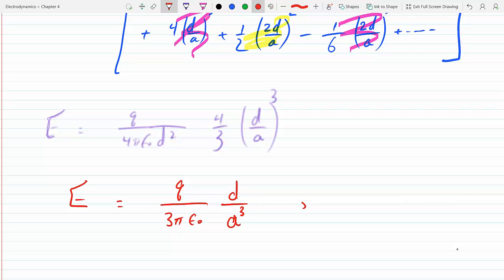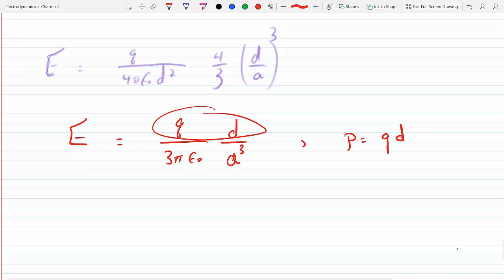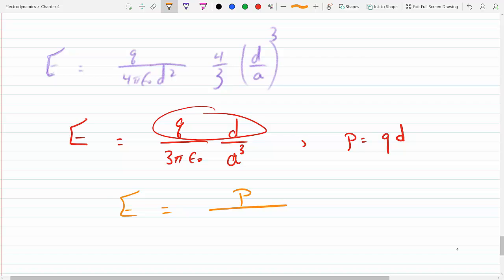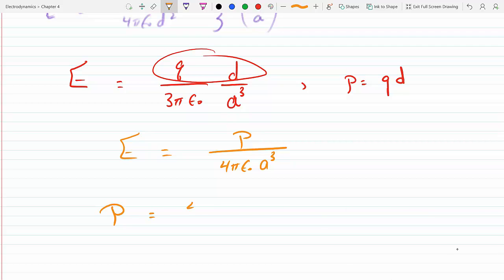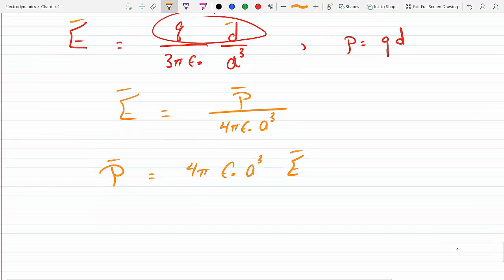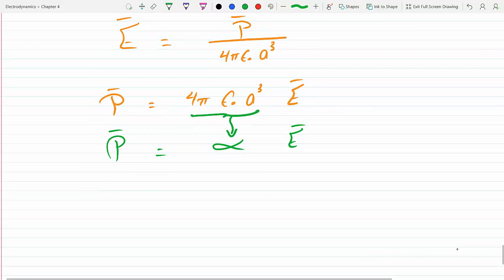Now keep in mind that the dipole moment is qd. So I could replace this with the dipole moment, and I get E equal to P over 4 pi epsilon a cubed, which makes P equal 4 pi epsilon a cubed E. Now remember, by the way, these are vector relationships. Remember that originally P is equal to alpha E, so this has got to be my alpha, which I'm trying to get.